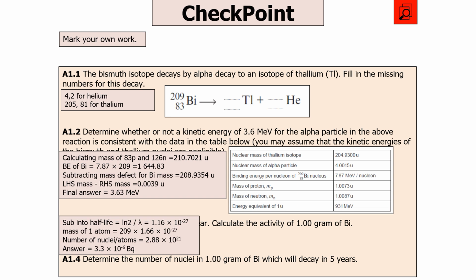Well, the half-life is log 2 over the decay constant, so pop in the values and you get 1.16 times 10 to the minus 27. The mass of one atom we know is going to be 209 times the conversion factor into kilograms, so 1.6 times 10 to the minus 27. The number of nuclei is therefore going to be 2.88 times 10 to the 21, so therefore our answer is going to be 3.3 times 10 to the minus 6 becquerels, and therefore we can work out how much decays in 5 years by working through the values to be 525.